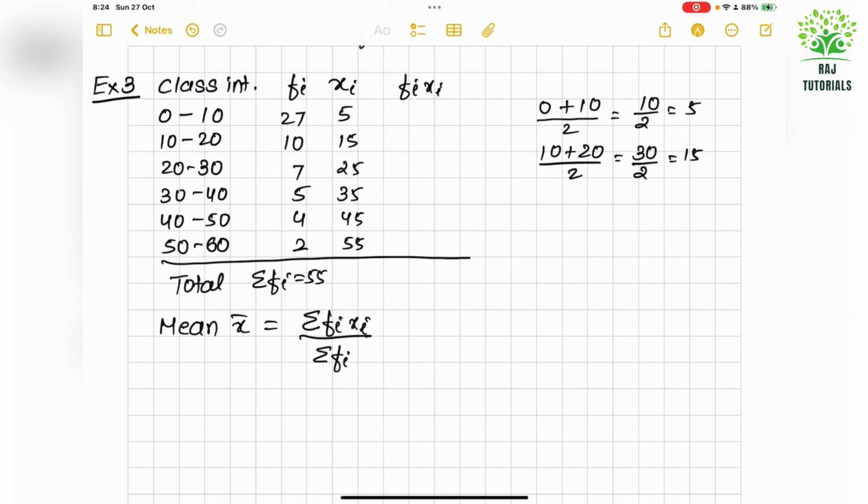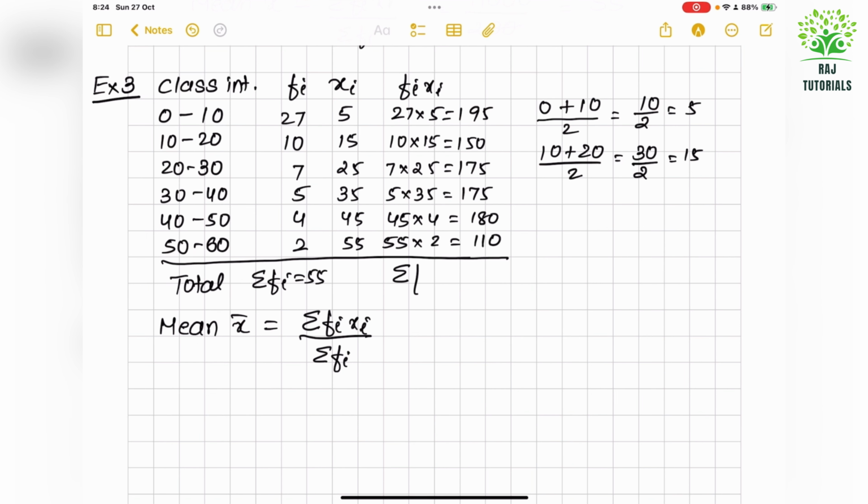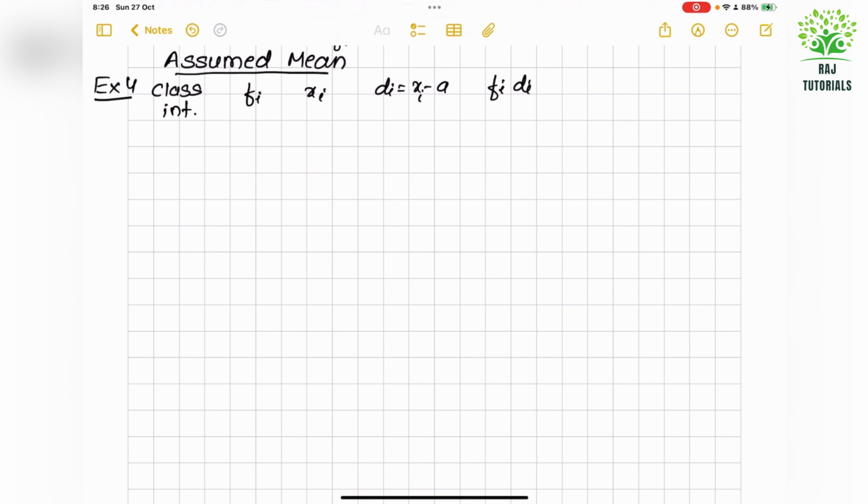Now fi xi, if I do it, fi is 27 into 5, so 135, then 10 into 15, so I get 150, 7 into 25, so I get 175, 5 into 35, so 175, 45 into 4, that will be 180, and 55 twos will be 110. So this sum, that is sigma fi xi, summation will be coming as 925. So my mean x bar will be summation of fi xi upon summation fi. So that will come as 925 by 55. So that is 16.8.